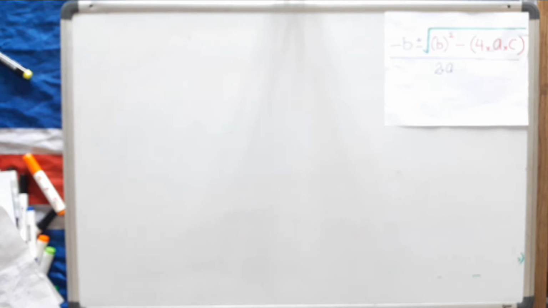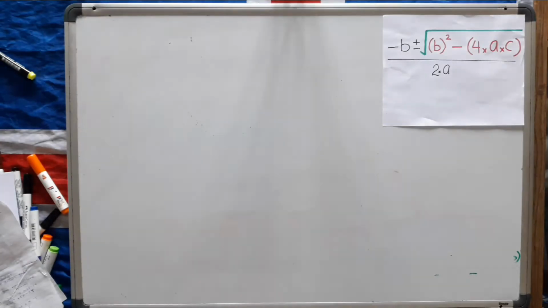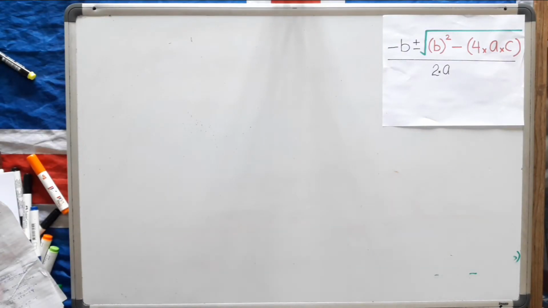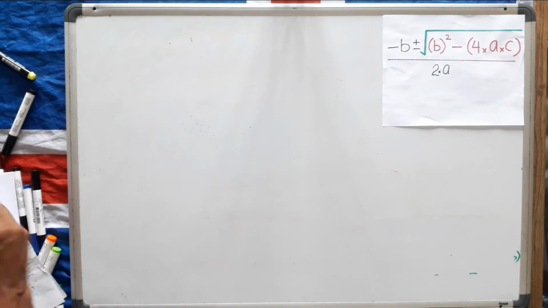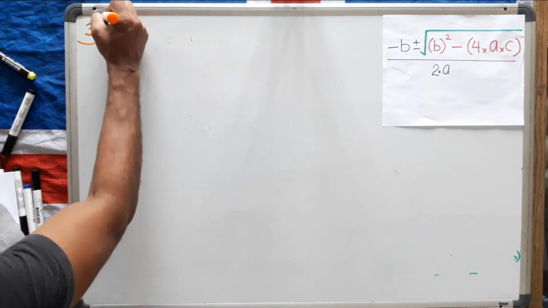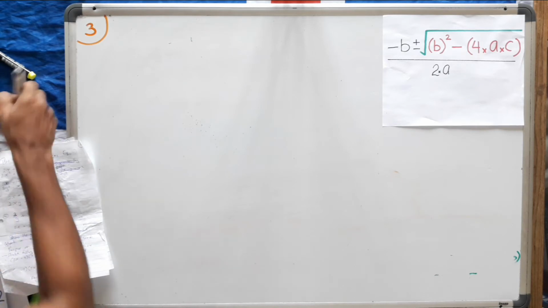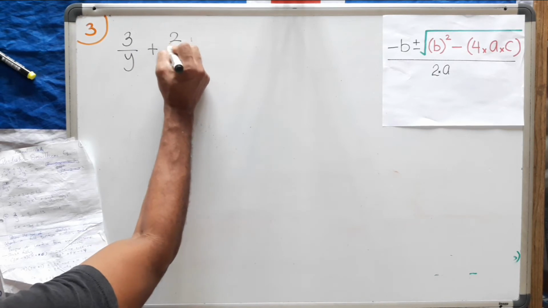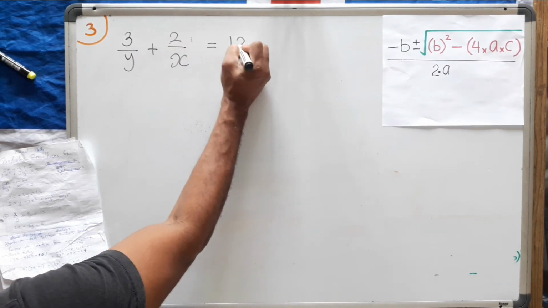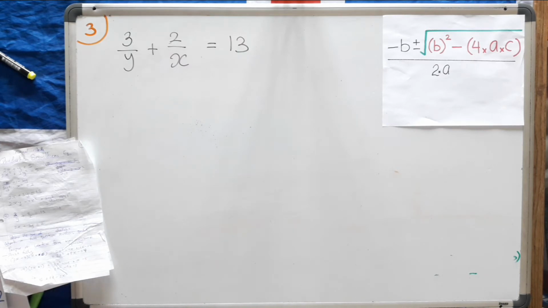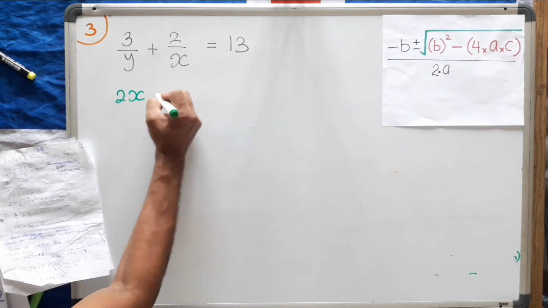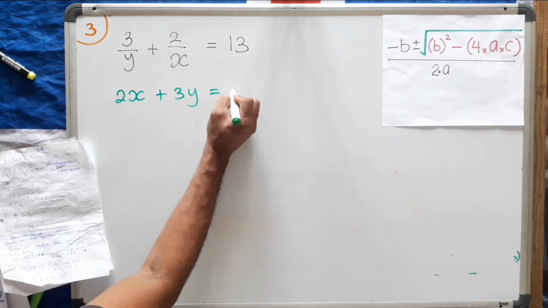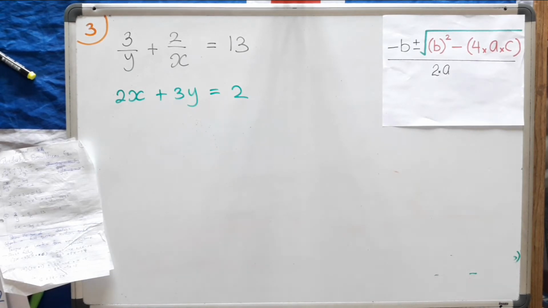All right. So next question. Question 3. This one is going to be a hard one. You can sense it. 3 on y plus 2 on x is equal to 13. That's equation 1. And equation 2 is 2x plus 3y is equal to 2. You notice in the first equation, the x and y are underneath. They are denominators this time.